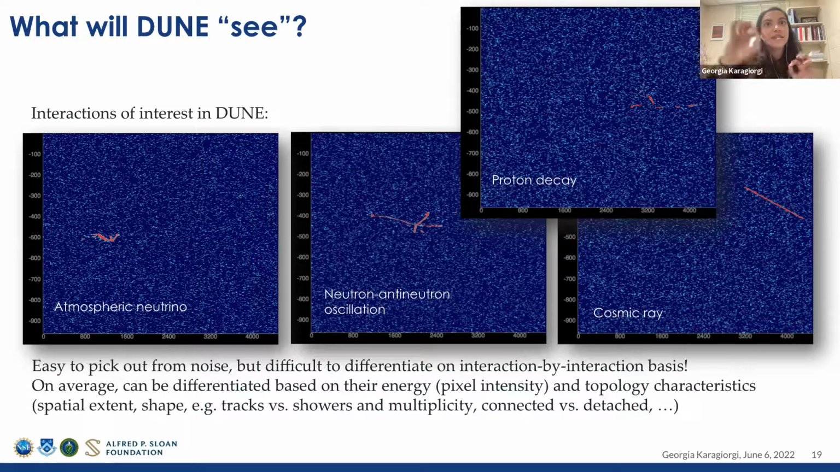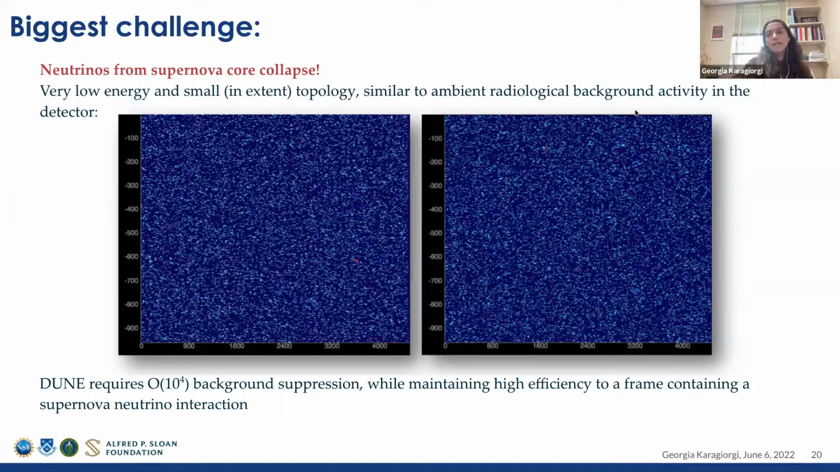Are they made of just straight line tracks or showery objects? What is the track or shower multiplicity? Are those objects connected or detached, but in the vicinity of each other? These are characteristics that we make use of very, very frequently in trying to identify candidate interactions of interest, especially in offline data processing.